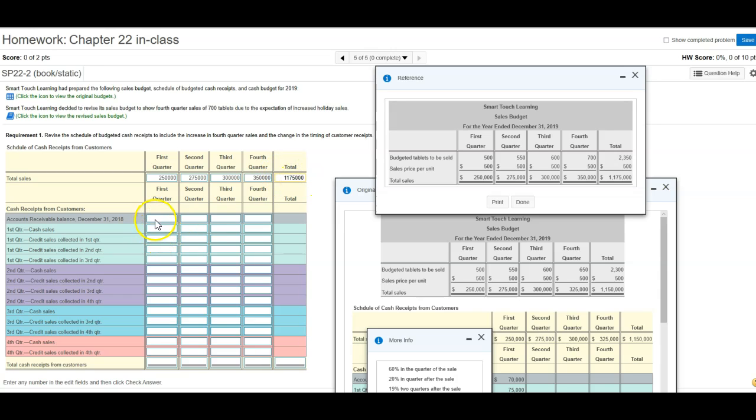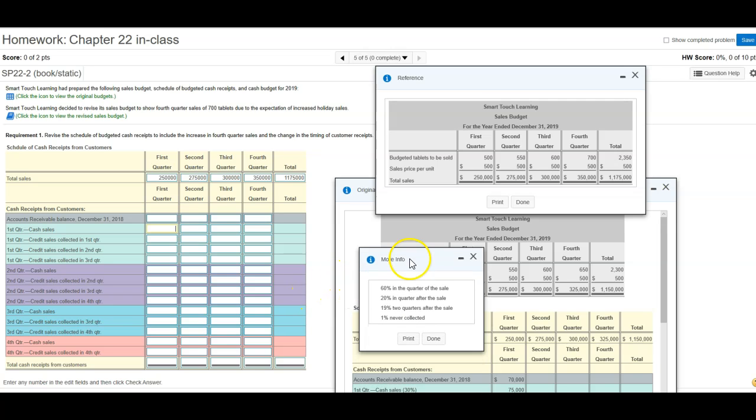Okay, I'm going to skip the accounts receivable balance right now, and I'm just going to go first to the cash sales and the credit sales that are collected in the first, second, and third quarter. So on the original amount, we see the sales is the same, and the amount that we expected to receive was 60% in the first quarter and 40% in the second. What has changed now is our new information indicates that we're going to still receive 60% in the quarter of the sale, but only 20% in the quarter after the sale and 19% 2 quarters after the sale.